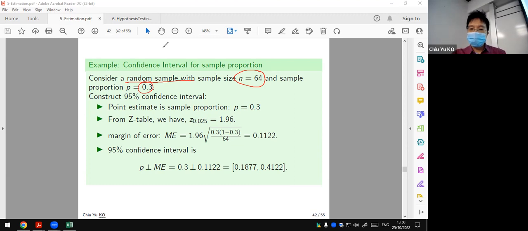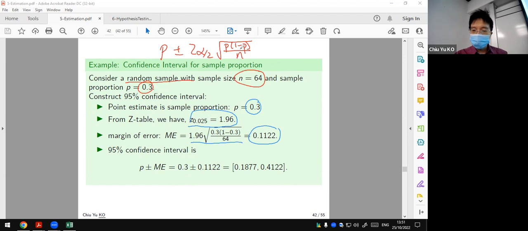The formula is just p plus or minus z alpha over 2 times the square root of p(1 minus p) over n. So basically just plug in the numbers. p is 0.3, and this z is 1.96, we know it. Everything is just plugged in, and you get 0.122. So what you will say is that you guess 30% of people like cats, and then you plus or minus this margin.